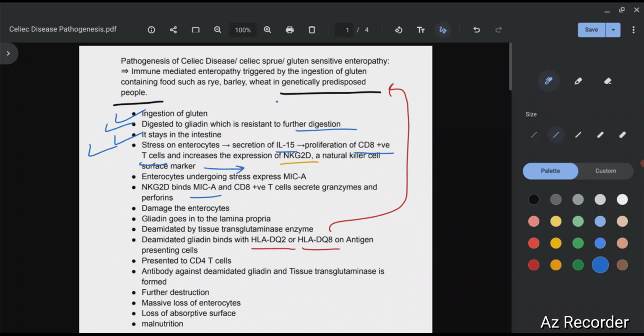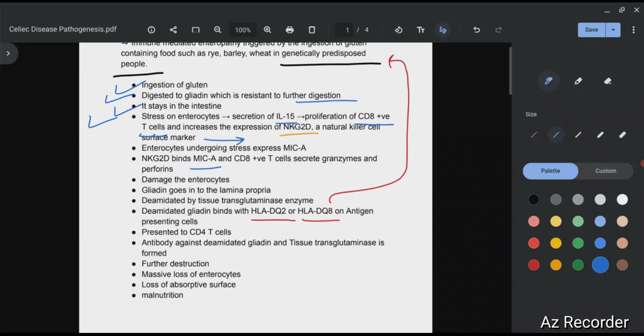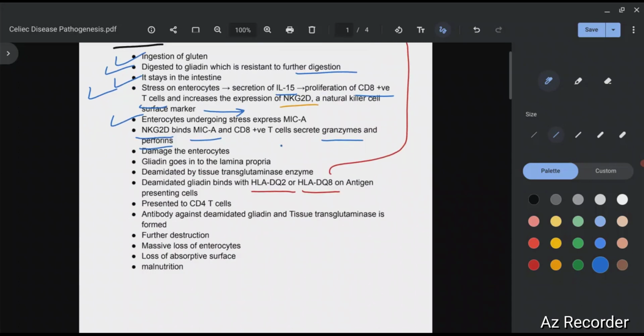And enterocytes undergoing stress express MIC-A. Okay, now MIC-A and NKG2D bind together, and CD8 positive T cells secrete granzymes and perforins on that enterocyte, which will obviously damage your enterocyte. And by damaging the enterocyte, you are actually increasing the permeability of your intestinal wall to gliadin. Okay, this is very important. Now, gliadin is able to go into the lamina propria.